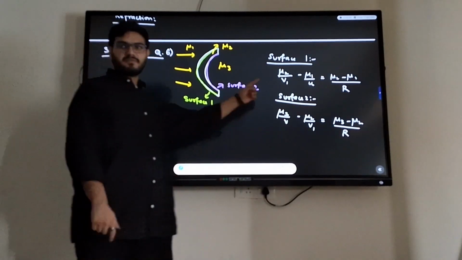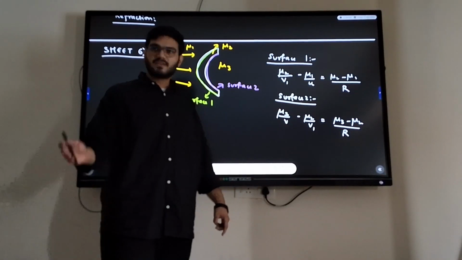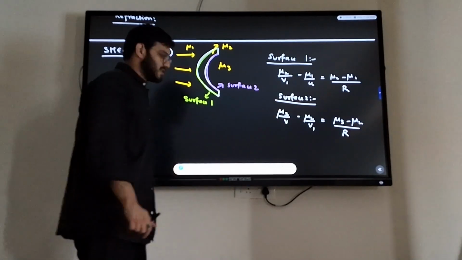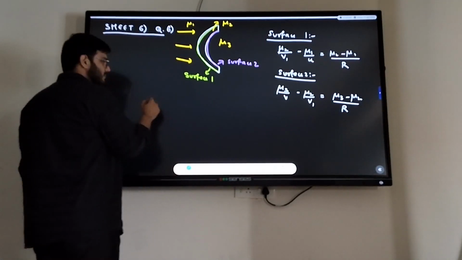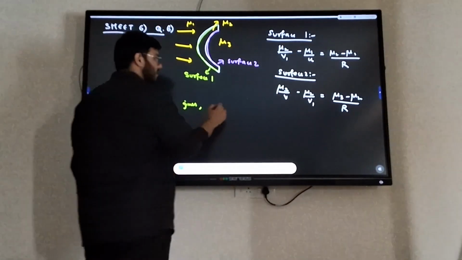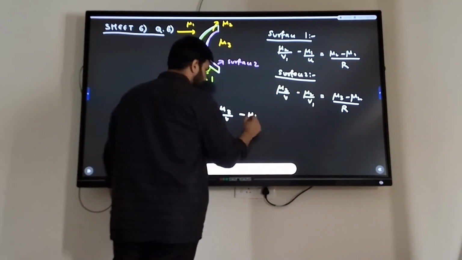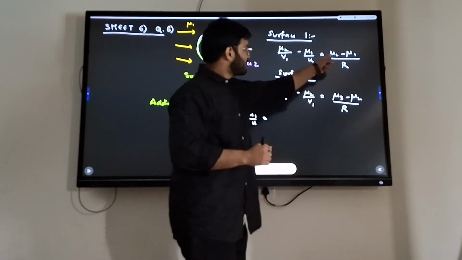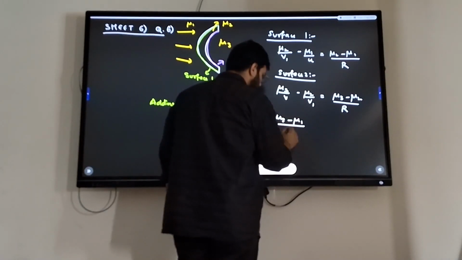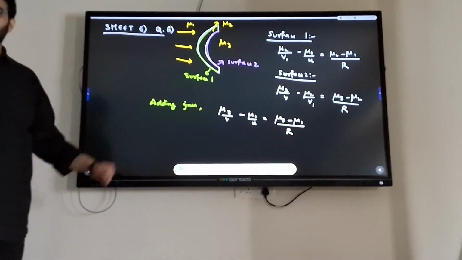Now I don't want this V1, so I can add the two equations. If I add the two equations, will I eliminate the V1? That's the unwanted thing. Adding gives, what will I get? I will get mu3 by V minus mu1 by U is equal to, when this minus mu2 cancels, then what will you get? mu3 minus mu1 by R. So I found a relation between U, V and R for this kind of setup.